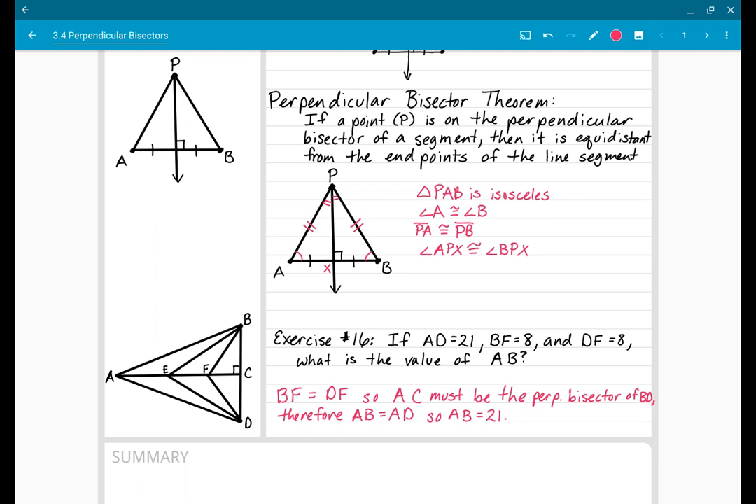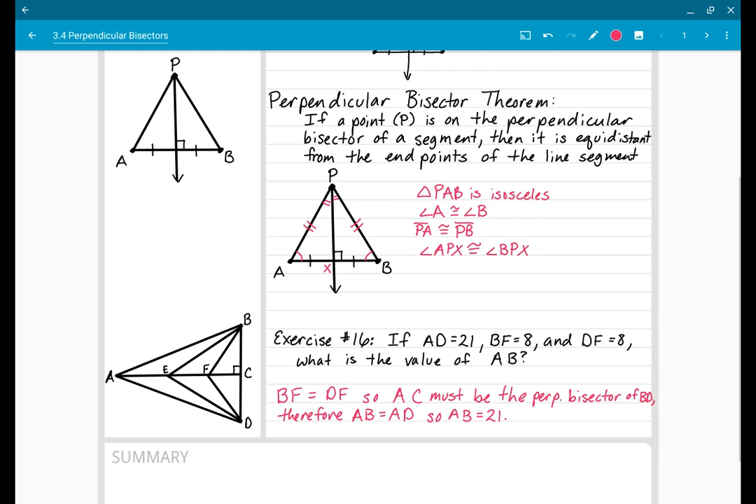Angle A is going to be congruent to angle B because it's an isosceles triangle. PA is congruent to PB. And at the top, because it's also bisecting that vertex angle, angle APX and angle BPX are also congruent.